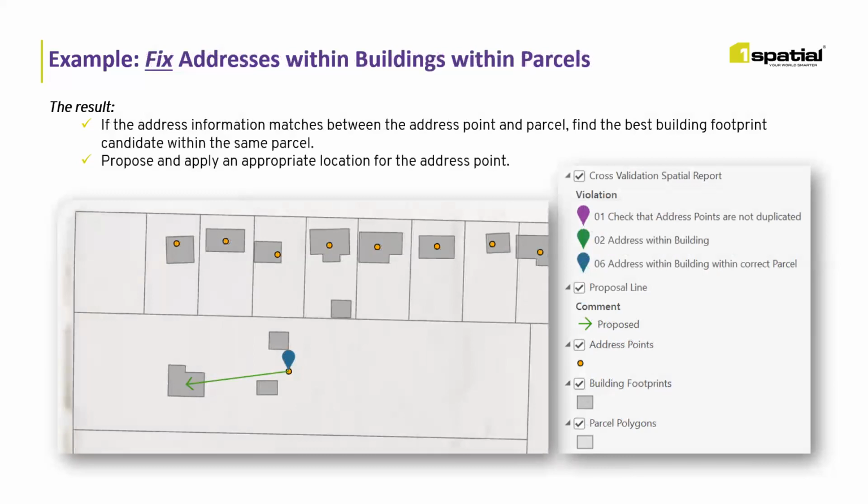Sorry, I went one step ahead. So an organization can do that by leveraging the available information from the building footprint and parcels and infer a rules-based relocation spot for that address point. Here, the configured rule could say if the address information matches the address point and the parcel that contains it, assume that the largest footprint within that parcel is the most likely location for that address point.